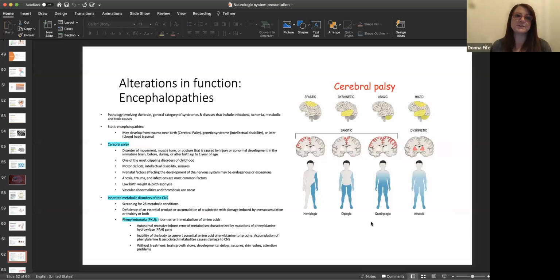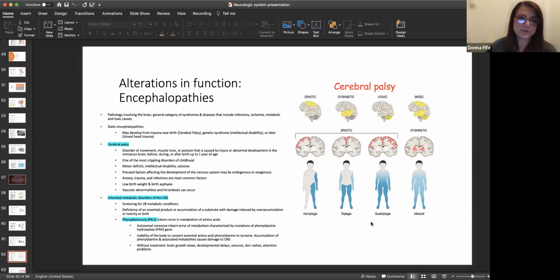Alterations in function: encephalopathies. This is pathology involving the brain, a general category of syndromes and diseases that include infectious, ischemic, metabolic, and toxic causes. Static encephalopathies may develop from trauma near birth, such as cerebral palsy, genetic syndrome or intellectual disability, or later, such as with a closed head trauma.